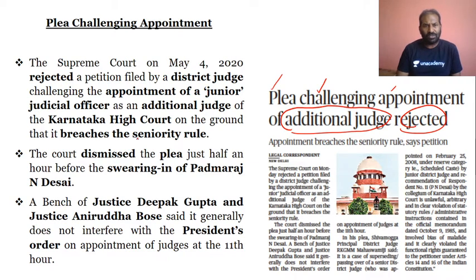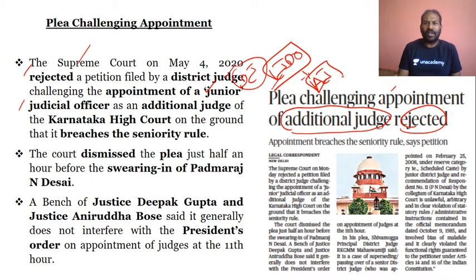So there is one news in regards to the Supreme Court. The Supreme Court has rejected a petition filed by a district judge. So who has filed it? The district judge has filed the petition. Why has he filed it? Because he has challenged the appointment of a junior judicial officer as an additional judge of Karnataka High Court. Please do understand. That he has challenged it.